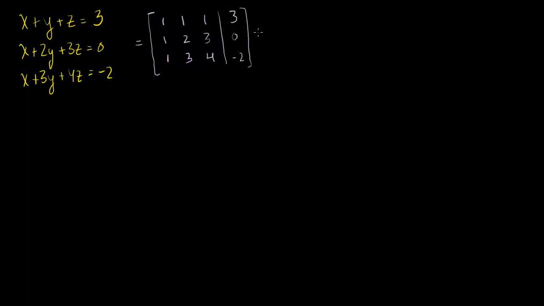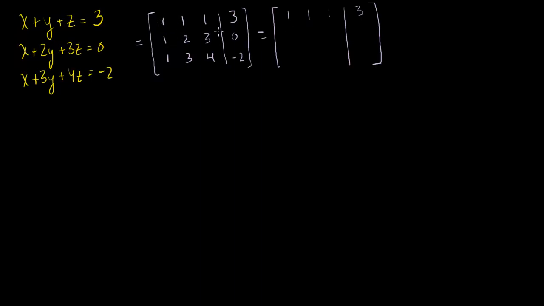Now I want to get this augmented matrix into reduced row echelon form. So the first thing, I have a leading 1 here. That's a pivot entry. Let me make everything else in that column equal to a 0. So I'm not going to change my first row. It'll just be a 1, a 1, a 1, and then my dividing line, and then I have a 3.